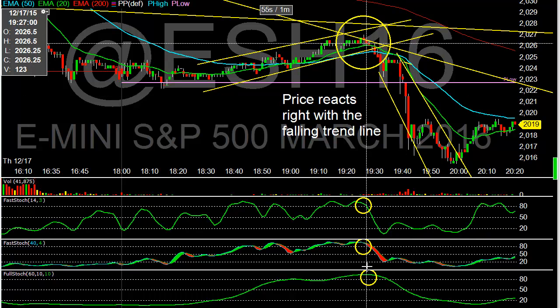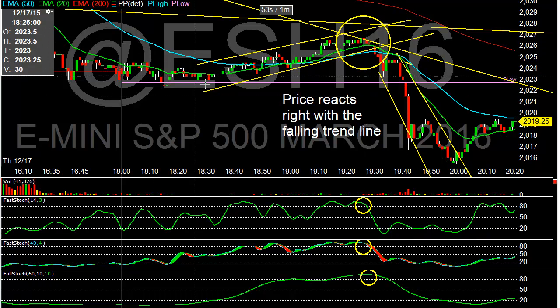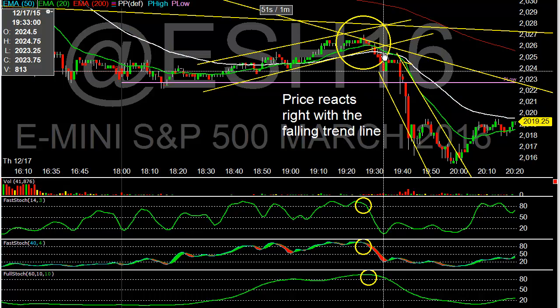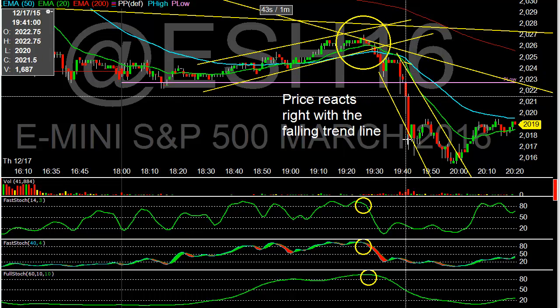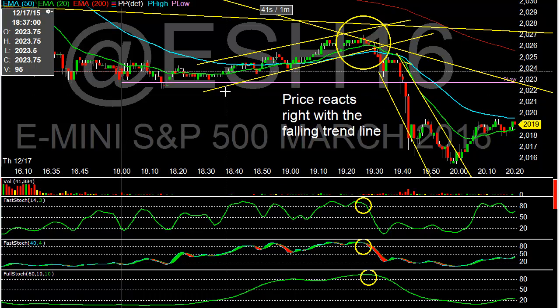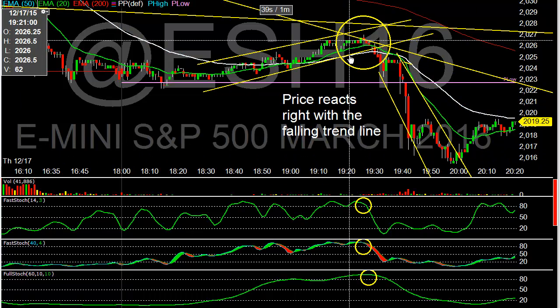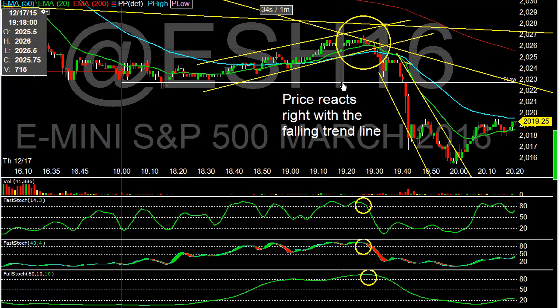The triple stochastic is one. We also want to make sure the 5-minute time frame is on your side, and the 60-minute time frame too. The 60 gets a little tricky. With the 5-minute, you could be going for a scalp, a 1-minute scalp just for a couple of points. You're not really concerned with the 60 as much as you would be on a bigger trade.